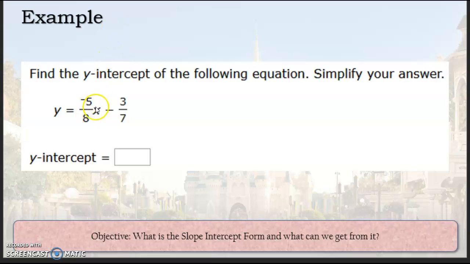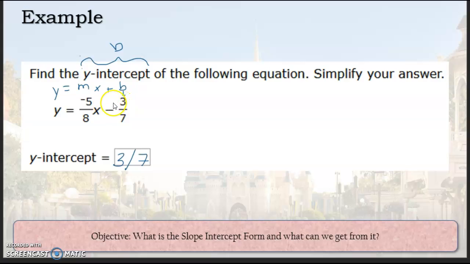And the last example we're going to do is find the y-intercept of the following equation and then simplify. So again, y-intercept in y equals mx plus b. We have to know which letter is the y-intercept. Well, that's your b. So whatever number is right in front of b, and that's 3 over 7. It does say simplify your answer.